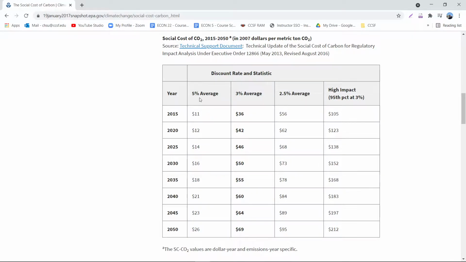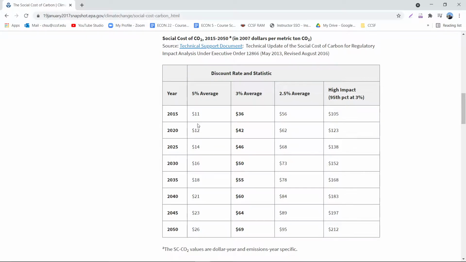So first, let's look at this 5% discount rate here. And what you'll notice is that as the year progresses into the future, the social cost here, per unit of carbon dioxide, also increases. Now, let's think about why this is the case. What it's saying is that in 2015, every metric ton of carbon dioxide costs $11, and in 2050, the same metric ton emitted in 2050 is going to cost $26. Now why might this be?